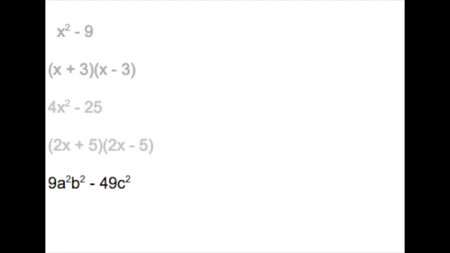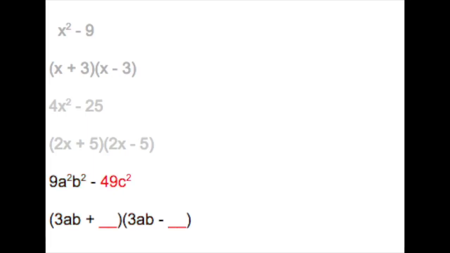Let's try another example, 9a squared b squared minus 49c squared. This does not have a greatest common factor, so now we will determine if it's a difference of squares. This is a difference, subtraction, of two squares, because 9a squared b squared and 49c squared are squares. We know that a difference of squares factors as such, with the first term being the square root of 9a squared b squared, which is 3ab, because 3ab times 3ab is 9a squared b squared.